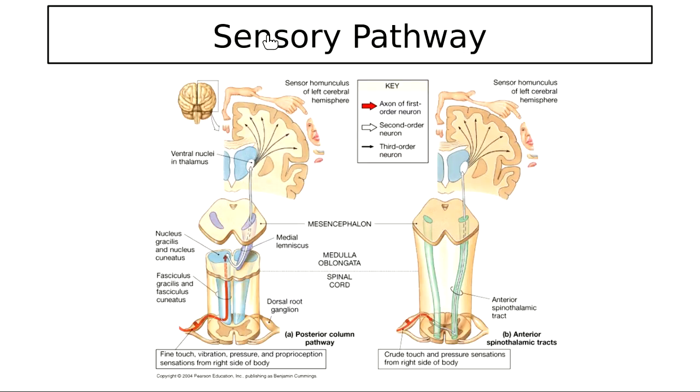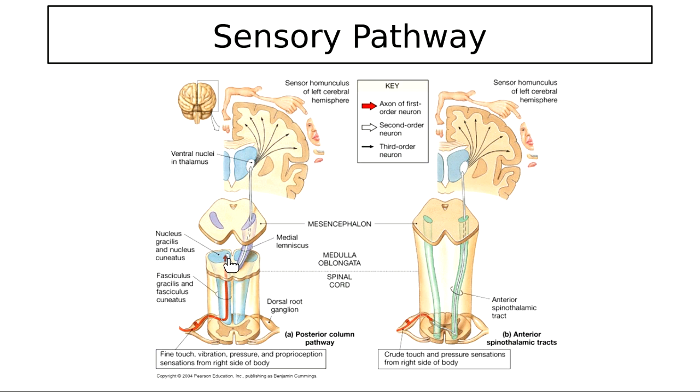The sensory pathway. We have 3 neurons that are involved in this. Sensory pathways of the cerebral cortex have 3 separate sensory neurons. Now the first order is down here. It's going to be red. It's going from the receptor into the central nervous system. So number 1 is the first order neuron, which connects the receptor with the spinal cord and synapses with the second order neuron. The second order neuron is this white one.